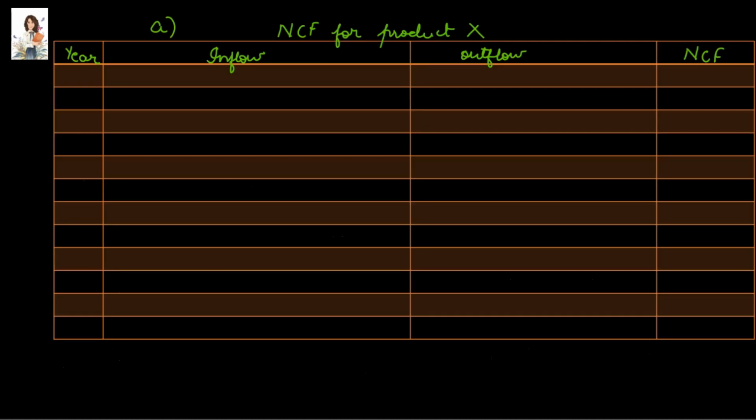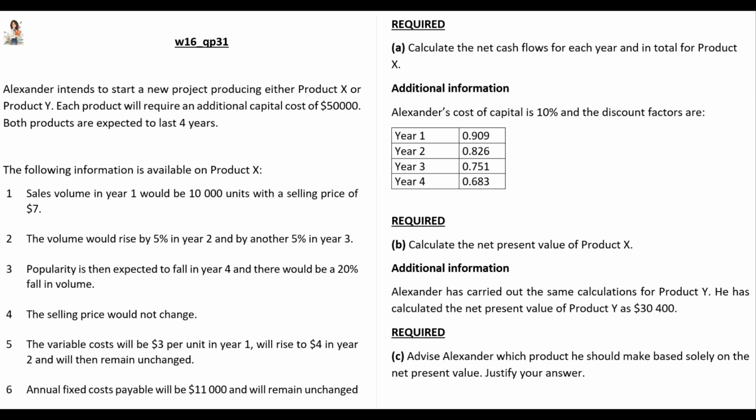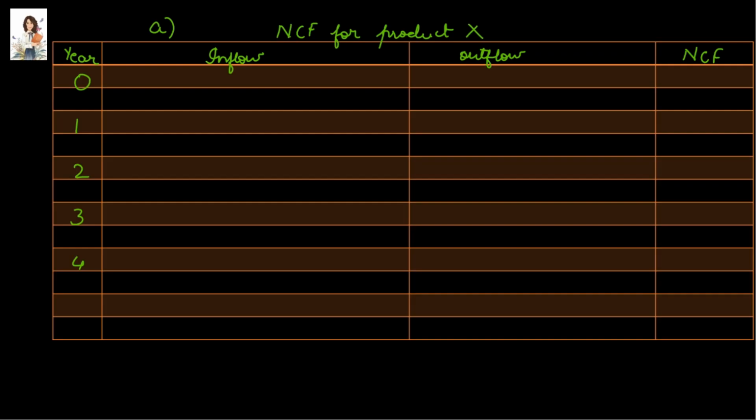We'll fill the year column in our main answer. We start with year 0, that is the date of starting the project. Then we have years 1, 2, 3 and 4. We'll stop at year 4 because the products will last only for 4 years. On the date of starting the project, that is year 0, there will be a cash outflow of $50,000. So let's record this in our main answer. So for year 0, there is no inflow, but there will be an outflow of $50,000. It will be in brackets because it is a negative figure. So we will have a net cash flow of $50,000 negative for year 0.